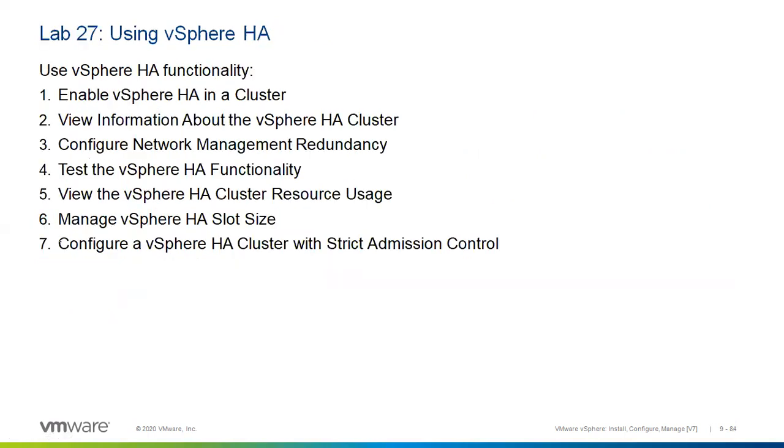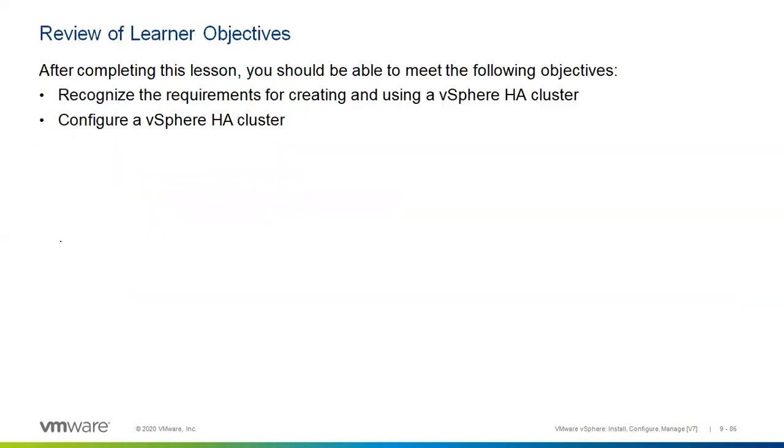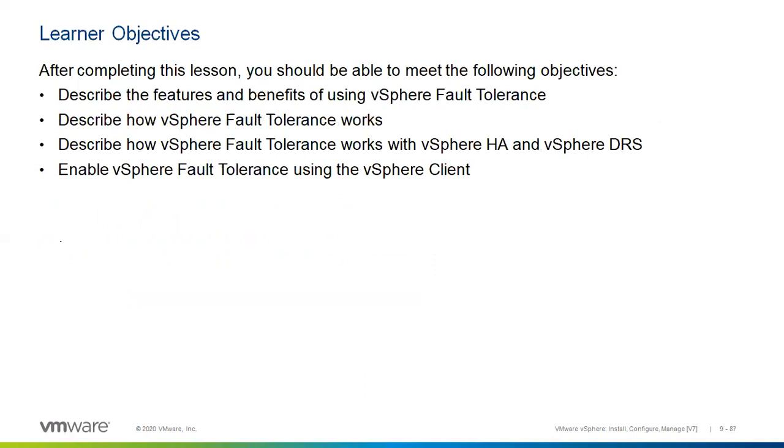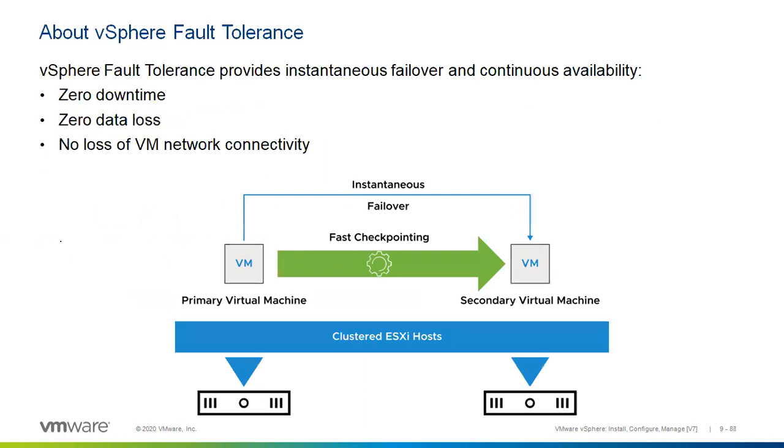All right, so this is a lab where we are going to configure HA, then cluster settings, redundancy and all. But we'll complete the lab for the entire module. Before that, we have a small lesson, vSphere Fault Tolerance. vSphere Fault Tolerance is just a sub feature under HA itself, and it protects our VM for zero downtime, zero data loss, and zero network connectivity loss.